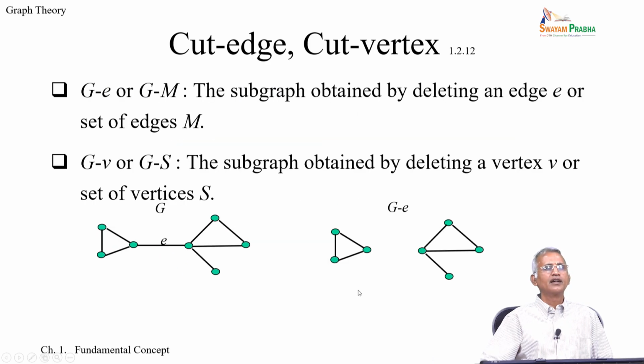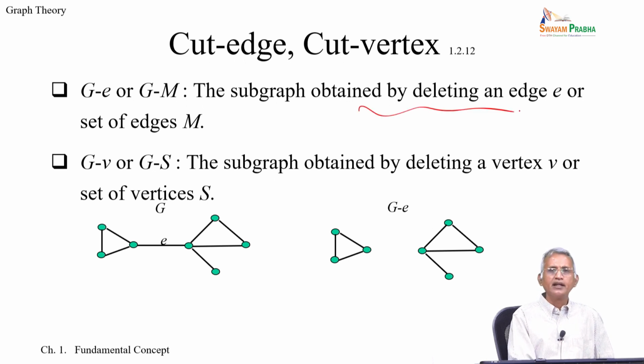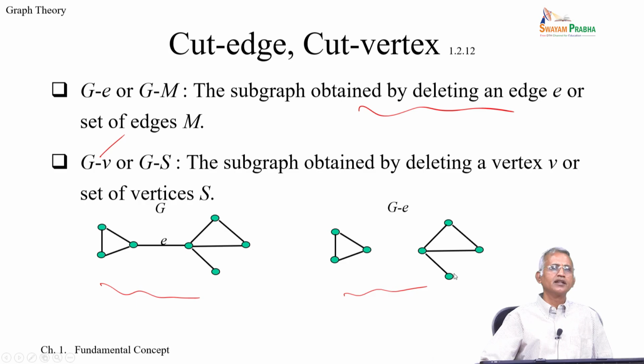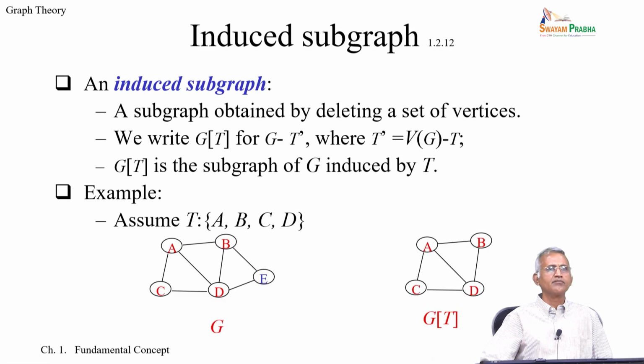If a graph is disconnected by deleting an edge, G minus M is the subgraph obtained by deleting an edge e or a set of edges M. And G minus V represents deleting the vertex or a set of vertices, a cut vertex. So, this is an example of a cut edge. If you delete the vertex, it is a cut vertex; deleting the edge is said to be a cut edge.